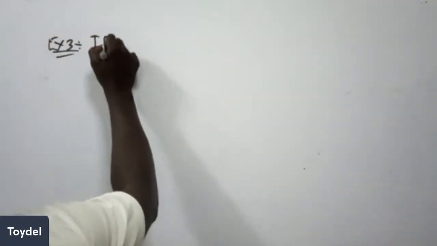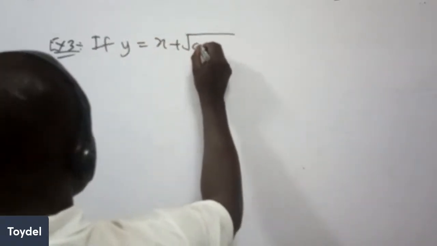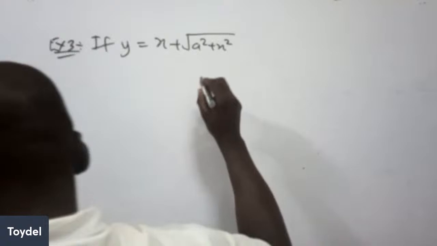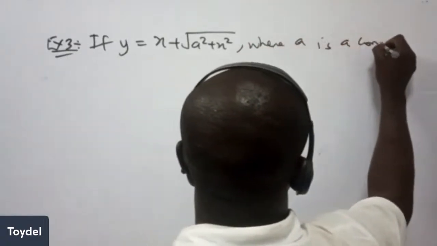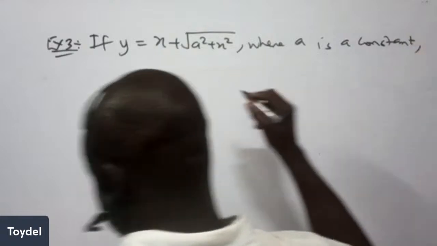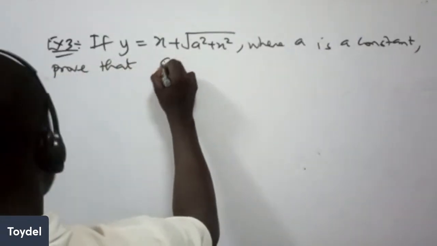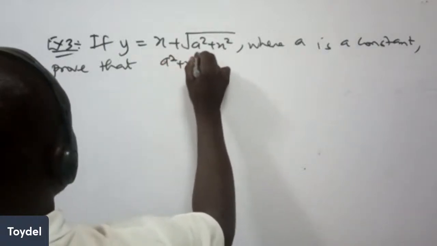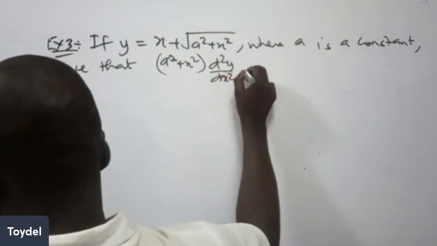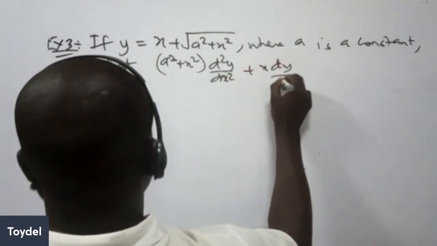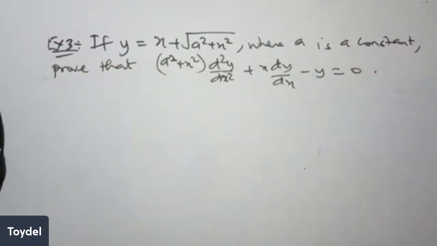So the question says that if y is equal to x plus the square root of a² plus x², where a is a constant, we have to prove that (a² plus x²) d²y/dx² plus x dy/dx minus y is equal to 0. That's what we are asked to show.